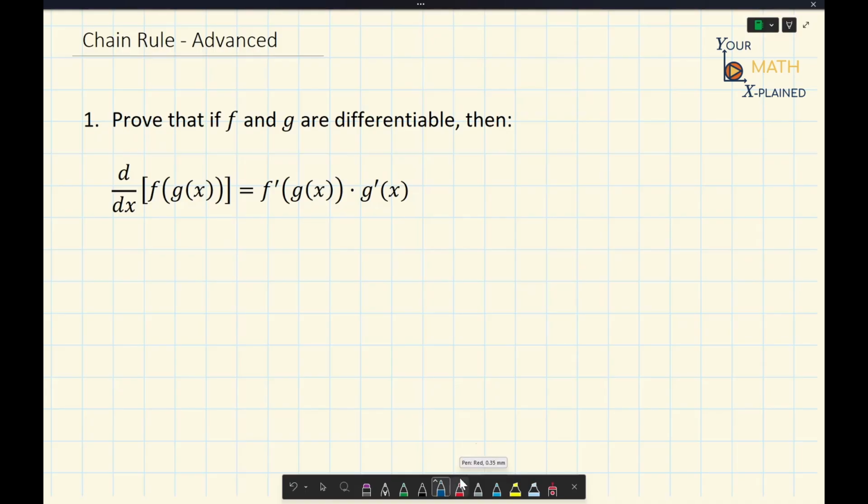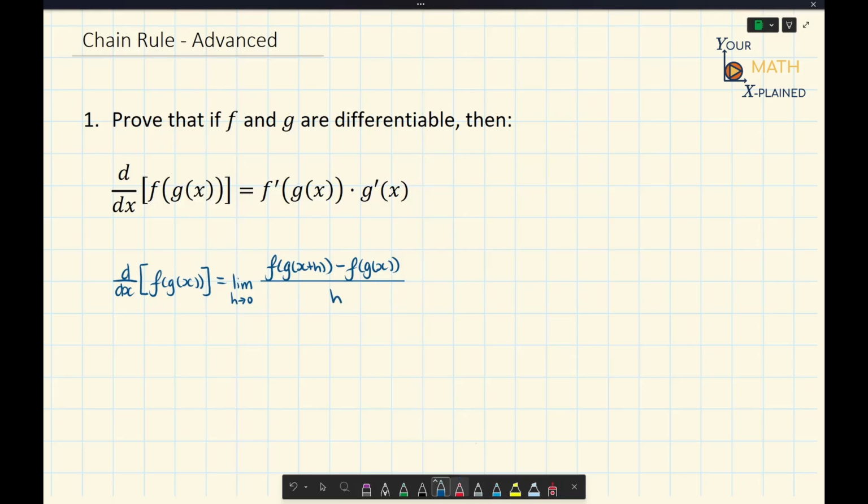Now to start, to prove the chain rule through the definition of a derivative, we're going to start with d by dx of our composite function f of g of x. And the definition says this is equal to the limit as h approaches 0 of f of g of x plus h minus f of g of x over h.